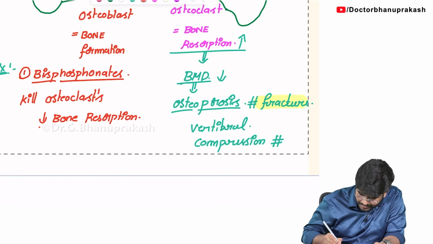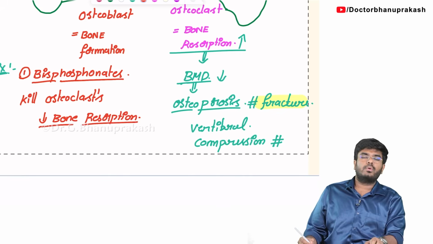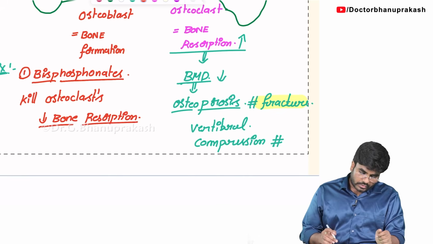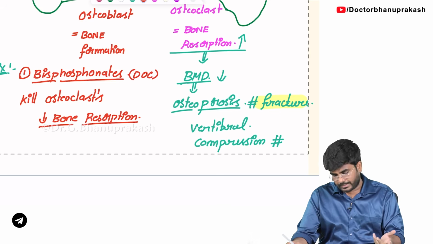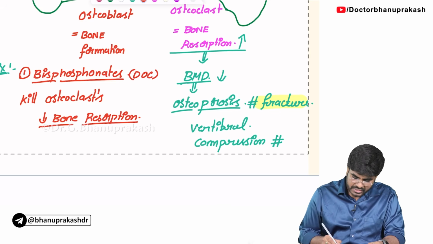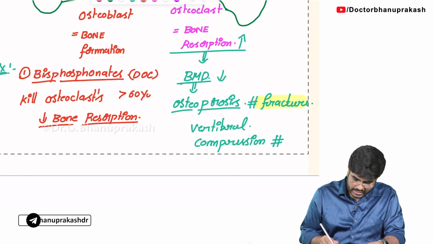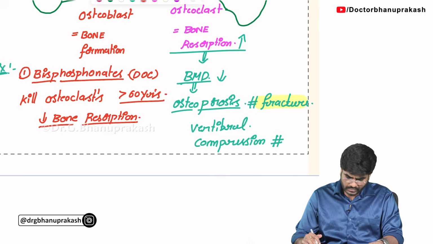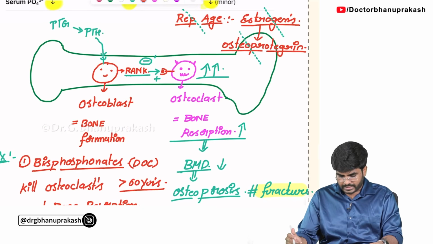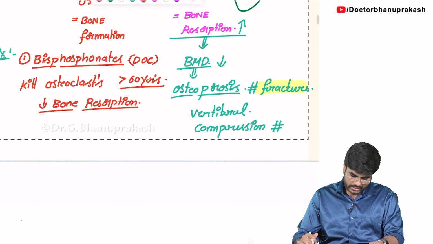Okay, so whenever we decrease the bone resorption, that is actually good. Again, the bones will become strong. So these bisphosphonates are considered the drug of choice for the treatment of postmenopausal osteoporosis, especially in females who are above 60 years of age. Bisphosphonates. What else can you use?